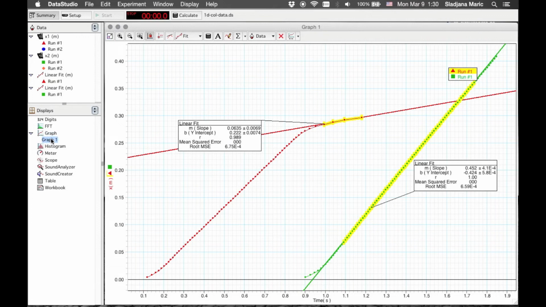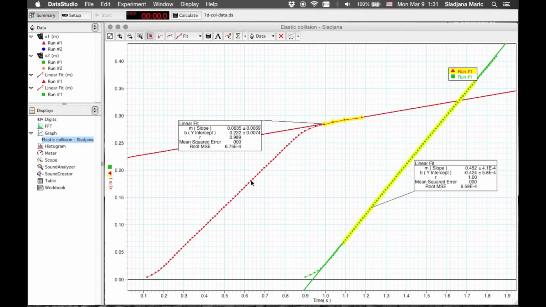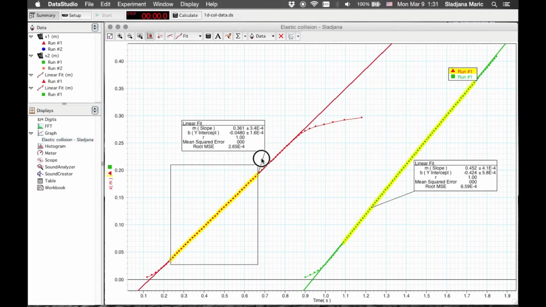Simply, where it says graph 1, change the name to elastic collision. And then write your name. And then go ahead and click on File and print one copy of this graph for you and one copy of this graph for your partner. Then return and select a portion of the graph to get the initial velocity of the projectile and then print the graph one more time.